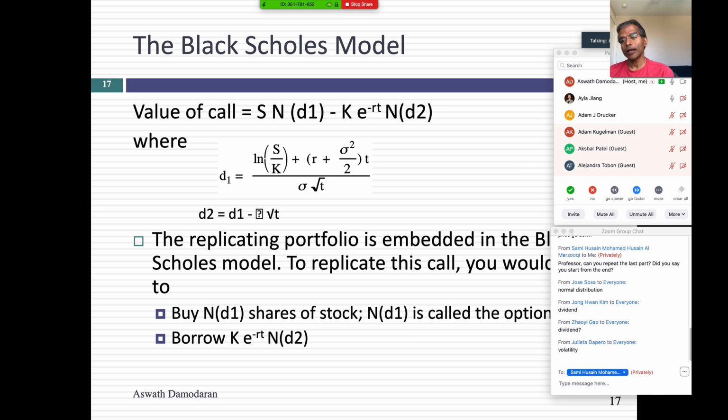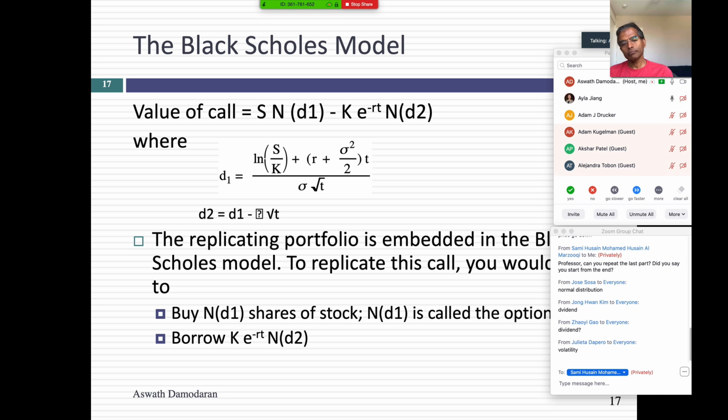Go ahead, Ayla. Yeah, Professor, can you explain one more time the difference between D1 and D2? It's just a function. If you set sigma to 0, the two numbers will converge. Remember I said N of D1 and N of D2 are probabilities, but because you're uncertain about the future, there's a range on your probabilities. So think of D1 and D2 as giving you that range, and the more standard deviation, the more uncertainty about the future, the bigger that range will be.